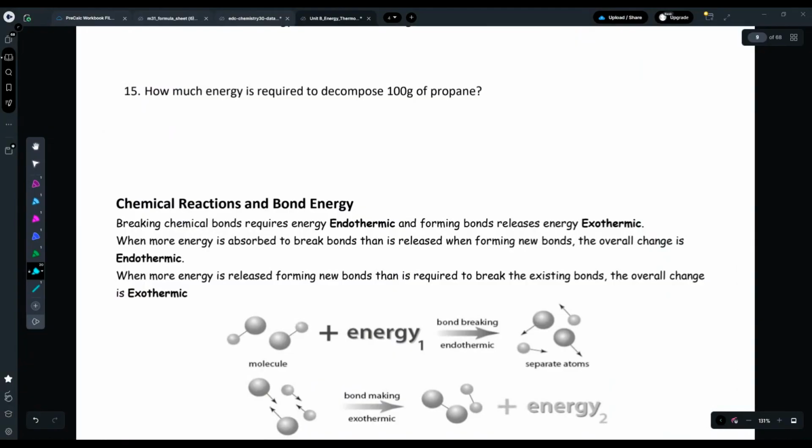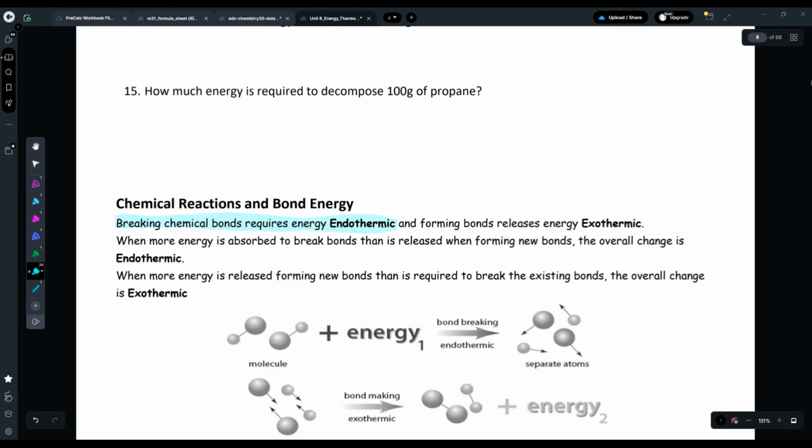So when we break chemical bonds, that is a process that requires energy. So breaking chemical bonds is an endothermic process because it requires energy. So remember that endo kind of sounds like enter, so energy has to enter the molecule in order for the chemical bonds to be broken.